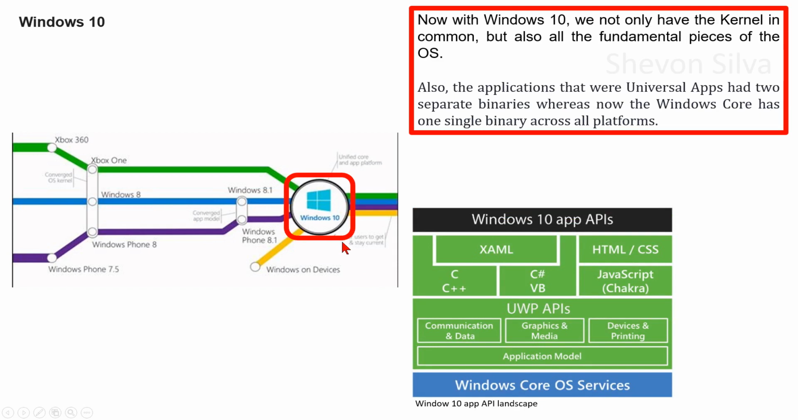Now with Windows 10, we not only have the kernel in common, but also all the fundamental pieces of the OS. Also, the applications that were universal apps had two separate binaries, whereas now the Windows core has one single binary across platforms.